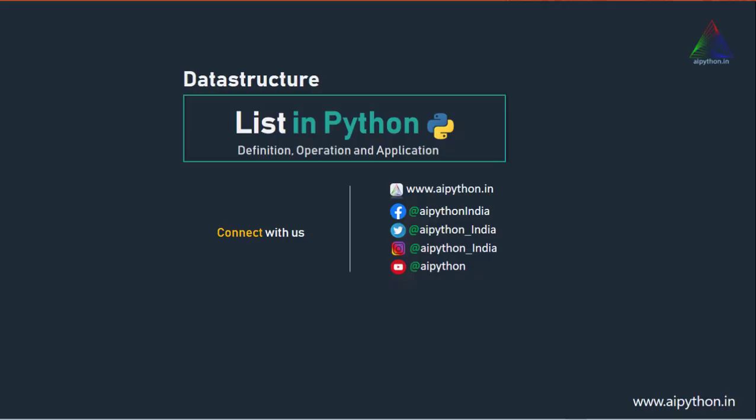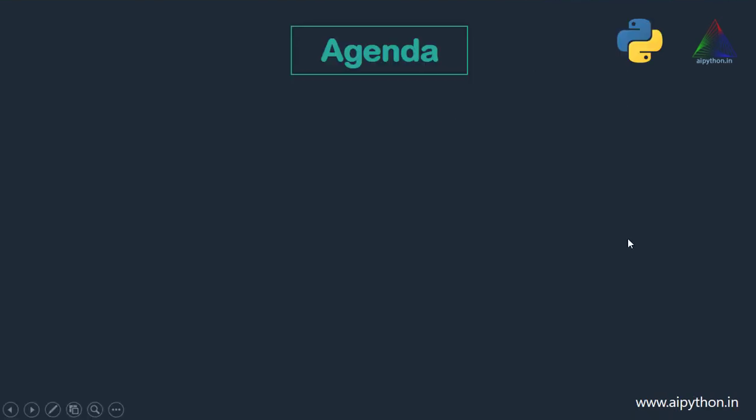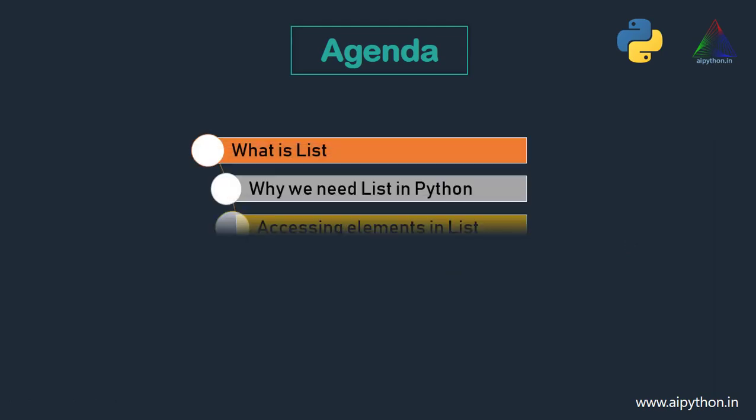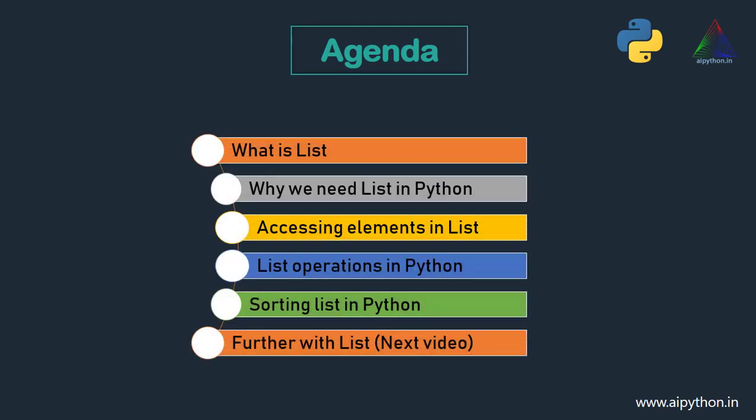Hello everyone and welcome to aipython. This is lesson number 12 and we are going to learn everything about list in Python. You can find the link for the Python basic playlist from the I button displayed at the top right corner of this video right now. So the agenda for today's video is: list in Python, what is a list, why we need list in Python, accessing elements in the list, list operations in Python, and sorting a list in Python. Further list topics that we are not going to cover in this video, we'll cover in another video.